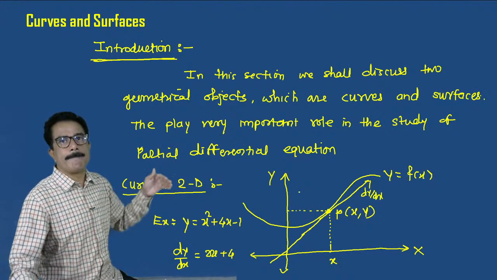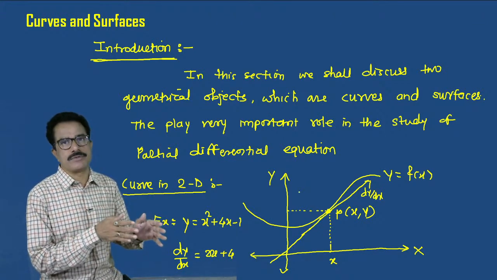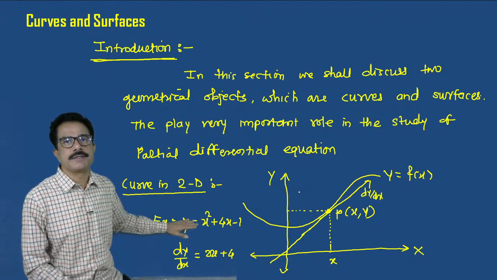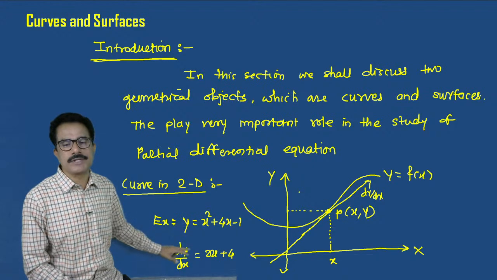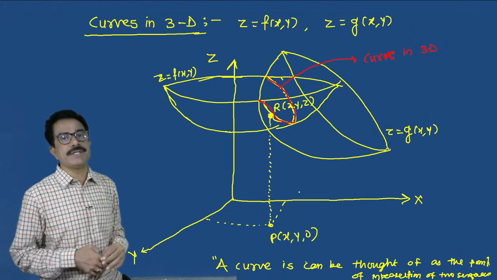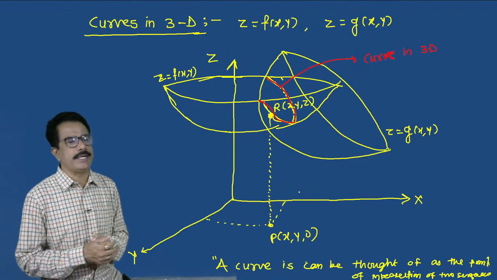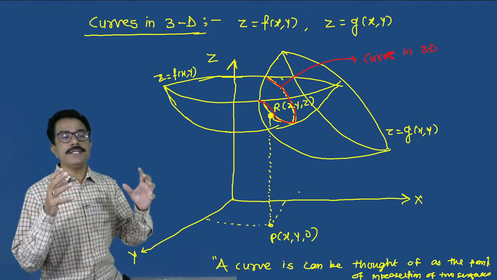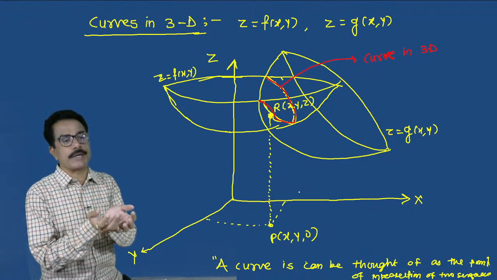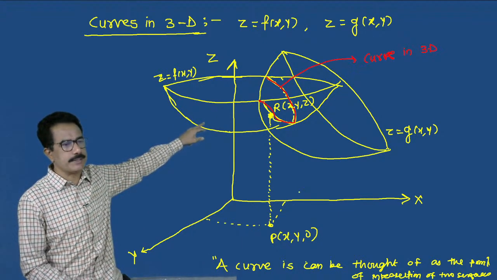Actually, the base of the partial differential equation is from the curves, starting from the curves. See, in an ordinary differential equation, we can express the given curve in terms of an ordinary derivative. But if the curve is in three-dimensional geometry, then it is the locus of intersection of two surfaces. Curve means it is the locus of intersection of two curved surfaces.